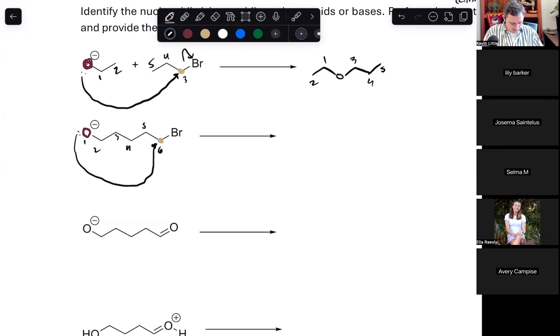Nucleophile, attack electrophile, kick off leaving group. All right. So since oxygen, which I gave number 1, is connecting to carbon 6, that's the chain, right? The chain is 6 big between.